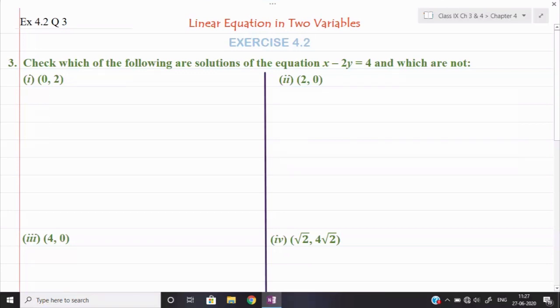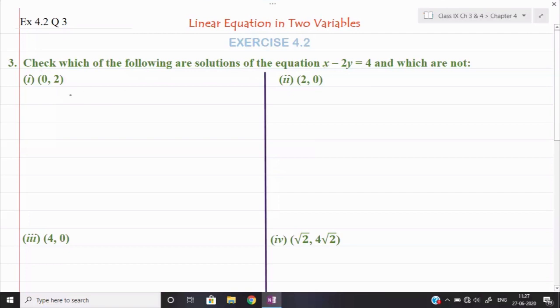For example, suppose we are given the equation x minus 2y is equal to 4. If I put in the values of x and y which I found as the solution and solve it, I will get 4, equal to the right hand side. In the same way, see question number 3. It is given: check whether the following are solutions of the equation. That means we have to find out whether (0, 2) is a solution of the given equation or not.